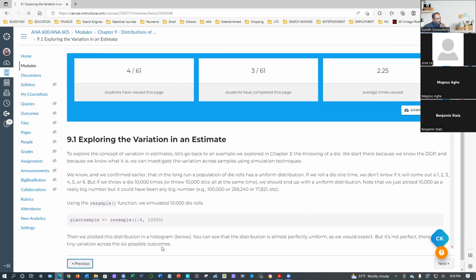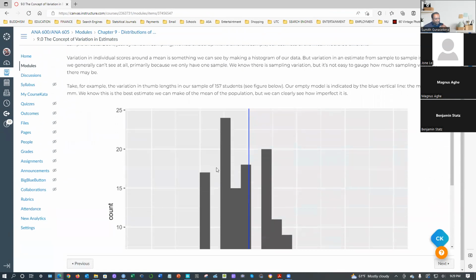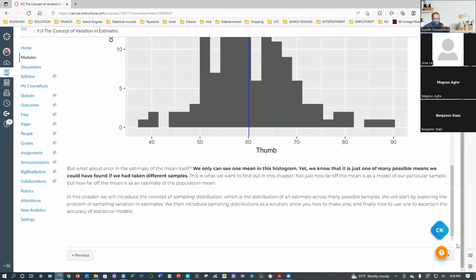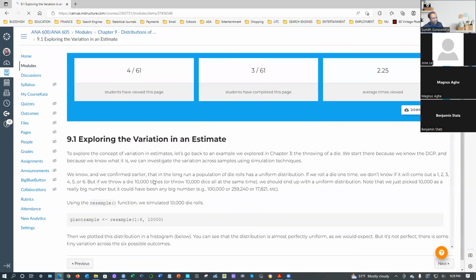The first one we talk about is variation under this one, the concept of variation in estimation. Now we know what that estimation is. Why is that? Let's look at another example. To explore the concept of variation in estimate, let's go back to an example we explored in chapter 3, the throwing of a die.